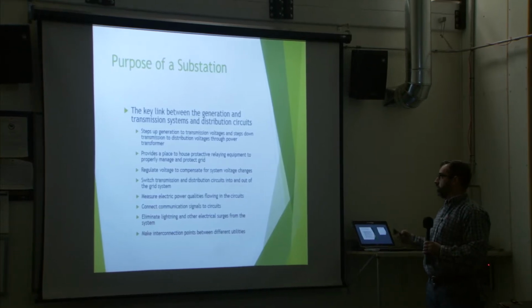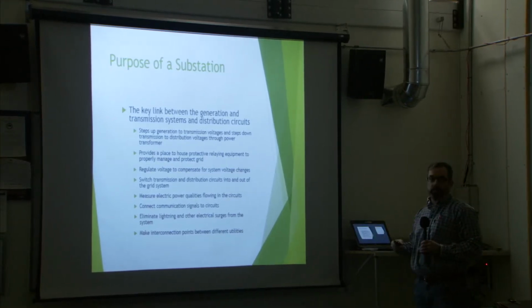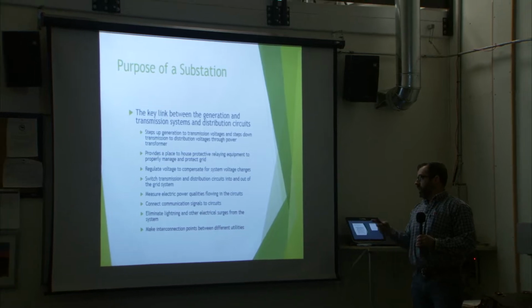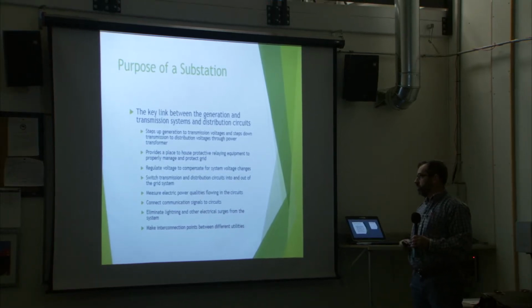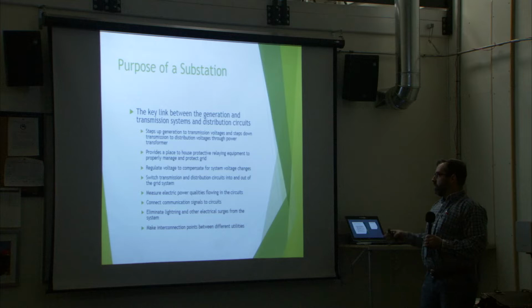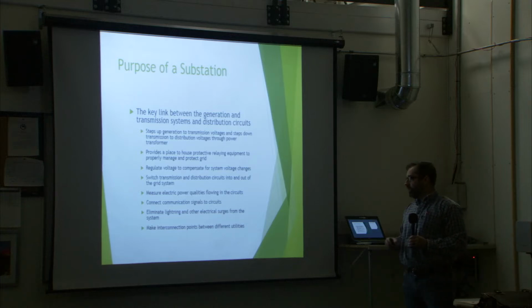We can switch transmission and distribution circuits into and out of our grid. It gives us a place to measure our electrical power qualities flowing through our circuits. It's a place for our communication signals to be connected to our circuits. We can eliminate lightning and other electrical surges in our system, and then it makes interconnection points with other utilities.